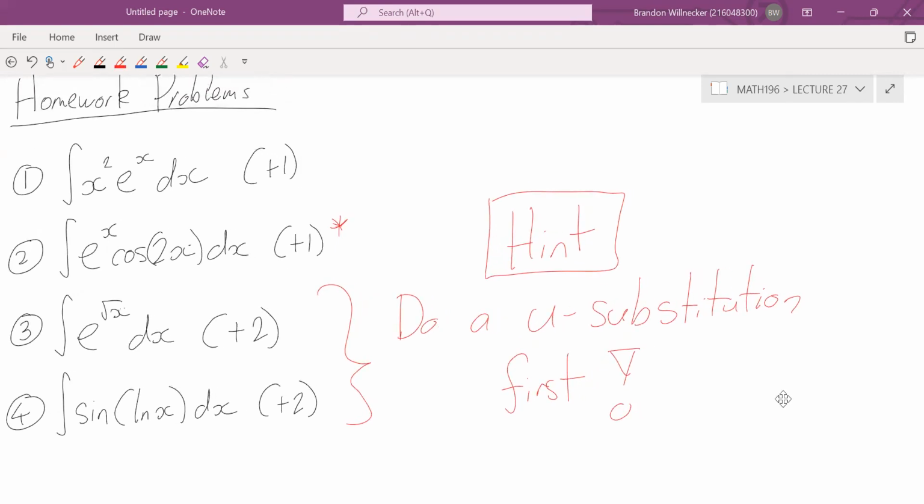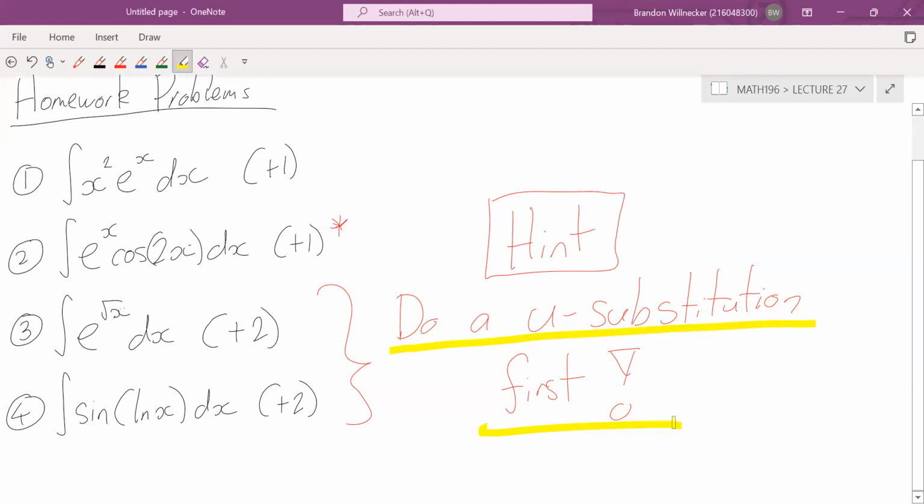So first one, that is standard integration by parts. Second one, standard integration by parts, very similar to the first problem we went through. Question 3 and 4, do a u substitution first, and then you will see that you can do standard integration by parts. But you have to do this u sub first.